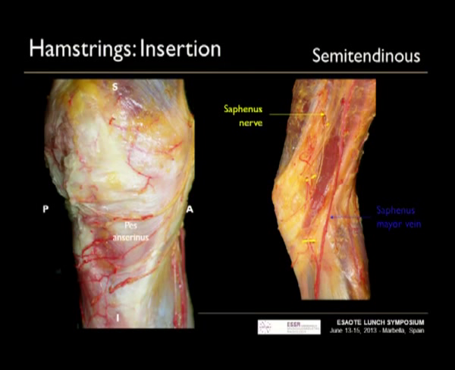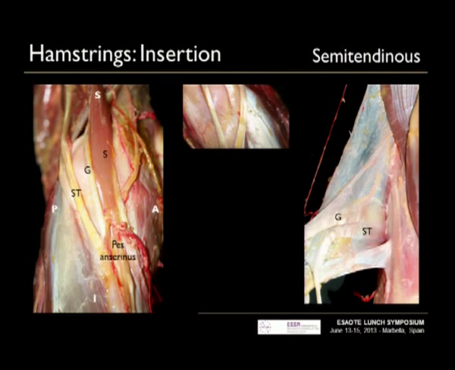And here it has a very close relation with the saphenous major vein that grows in this insertion of the semitendinosus, and the saphenous nerve that comes from the femoral nerves, and also grows this pes anserinus and has a special relation with this tendon of the semitendinosus.